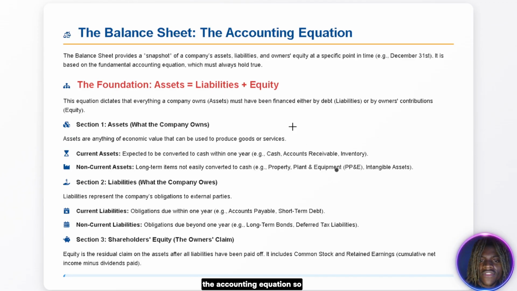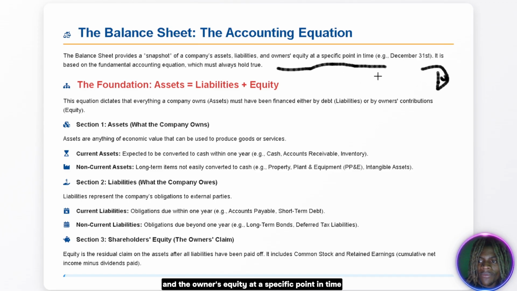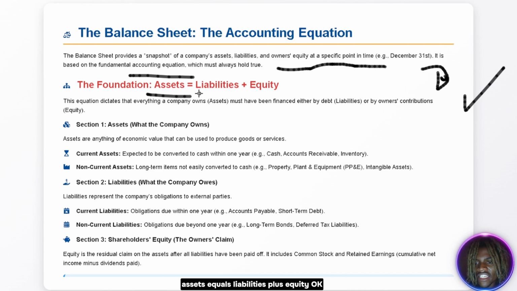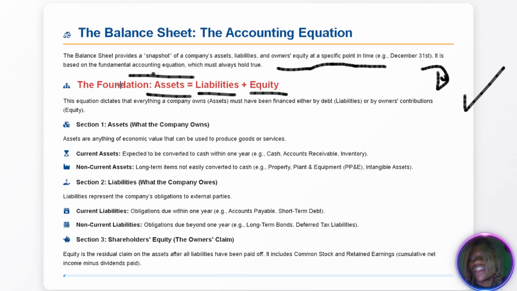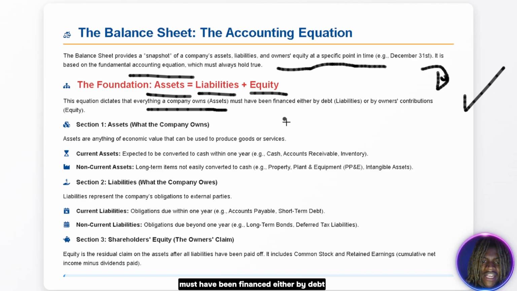So the balance sheet, the accounting equation. The balance sheet provides a snapshot of a company's assets, liabilities, and owner's equity at a specific point in time, and it's based on the fundamental accounting equation, which must always hold true. So the foundation: assets equals liabilities plus equity. This equation dictates that everything a company owns, its assets, must have been financed either by debt or by owner's contributions, which is the equity.